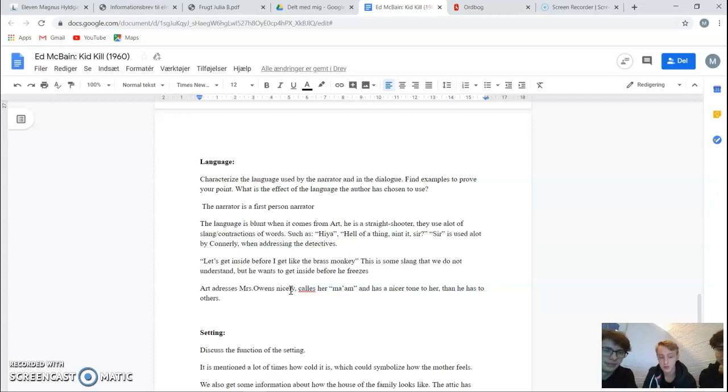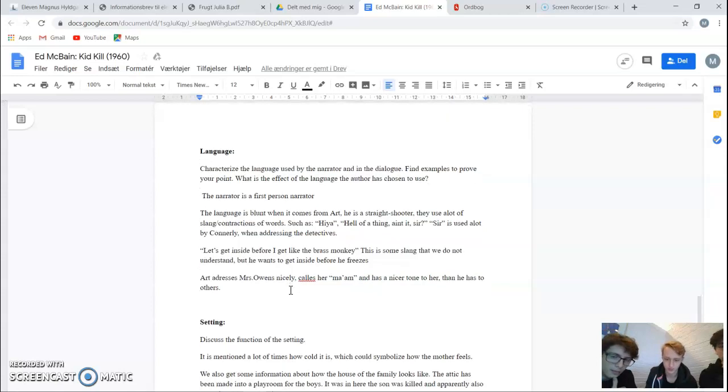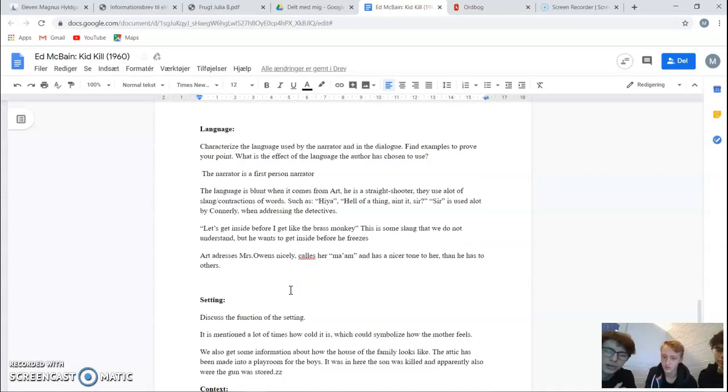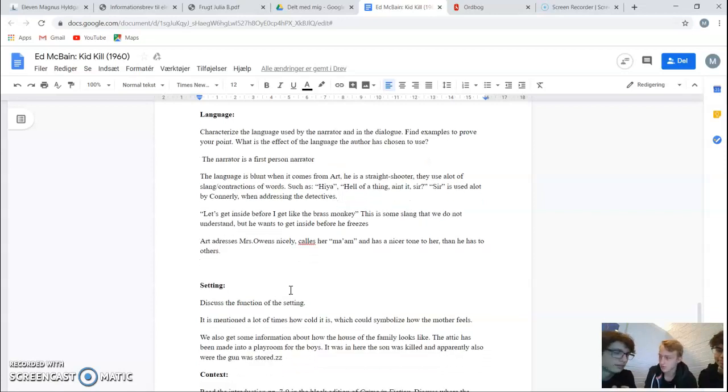Yes. But when he addresses Mrs. Owens, Art speaks nicely and calls her ma'am and has a nicer tone to her than he has to others. Yeah. So he treats the suspects, or at least the ones involved, like a victim maybe. Yeah, maybe victim, you could say so, with a kind of respect as he thinks they deserve.